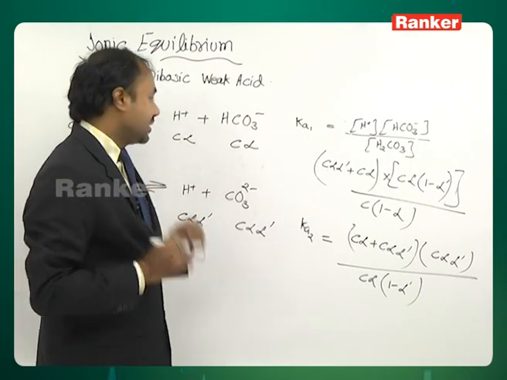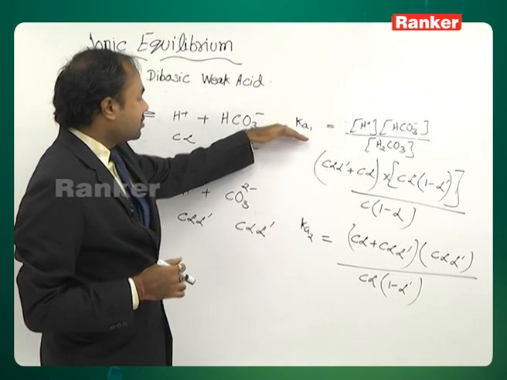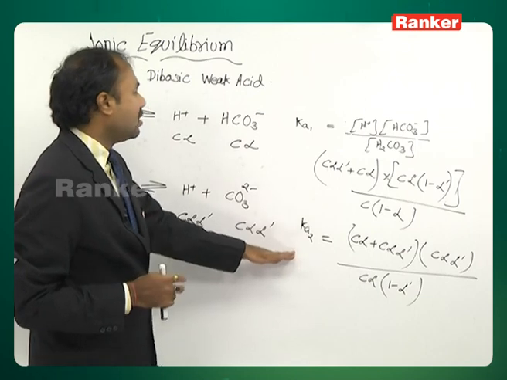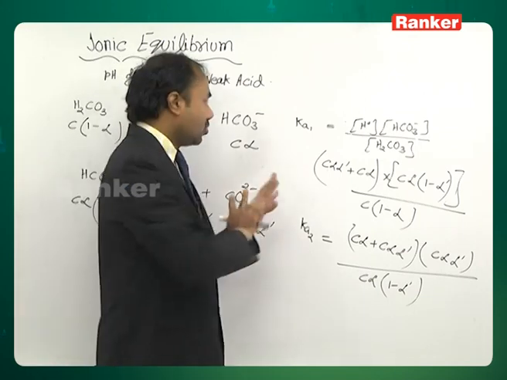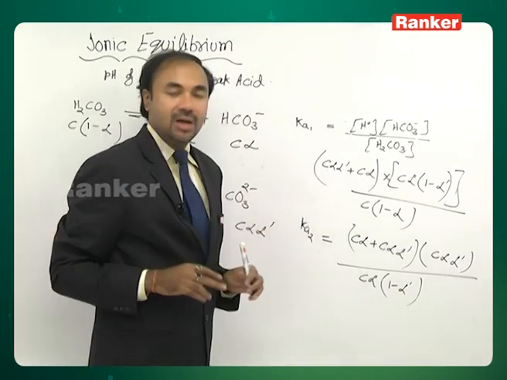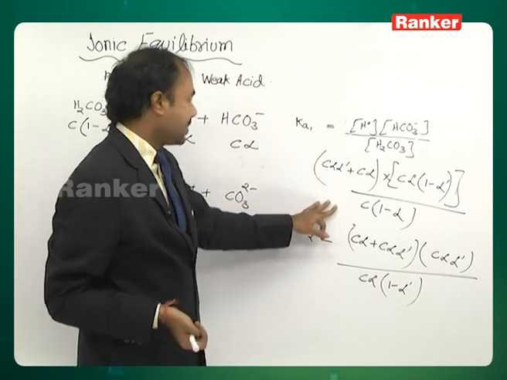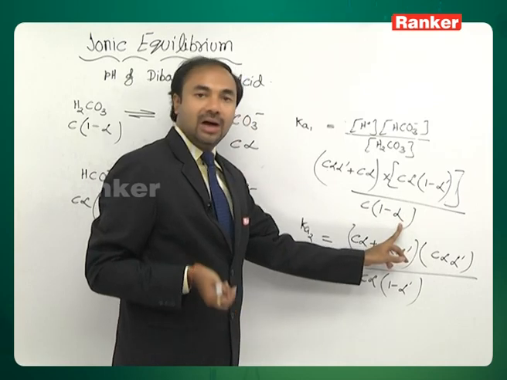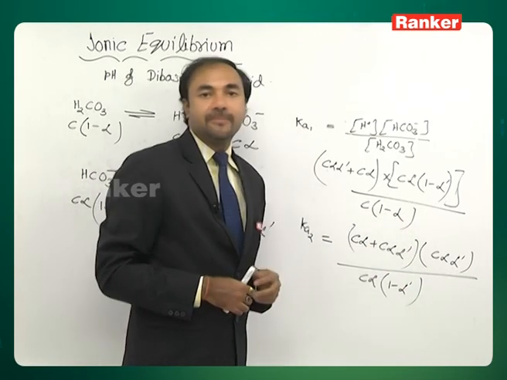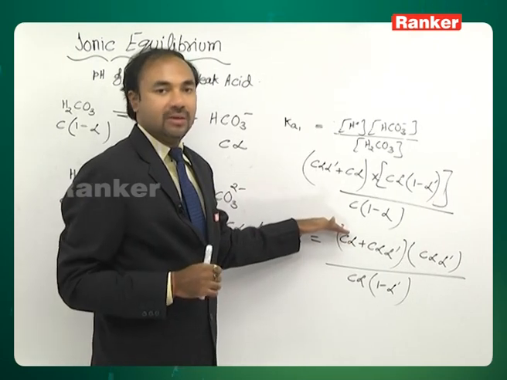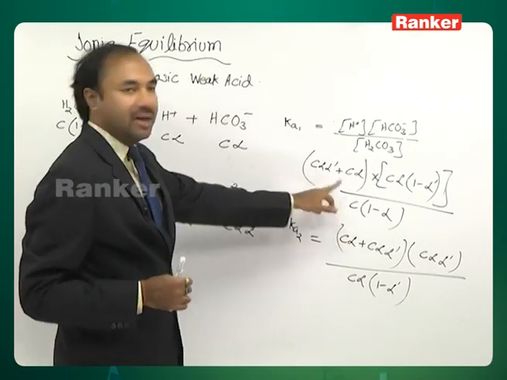Now, see carefully. If you see these two equations, the Ka1 and Ka2 equilibria, we have only two unknowns here. Although the equation looks very complicated, if you see carefully, we have only two unknowns. One of them is alpha, the other one is alpha dash. Two equations, two variables. If we solve it properly, then we will get alpha and alpha dash.